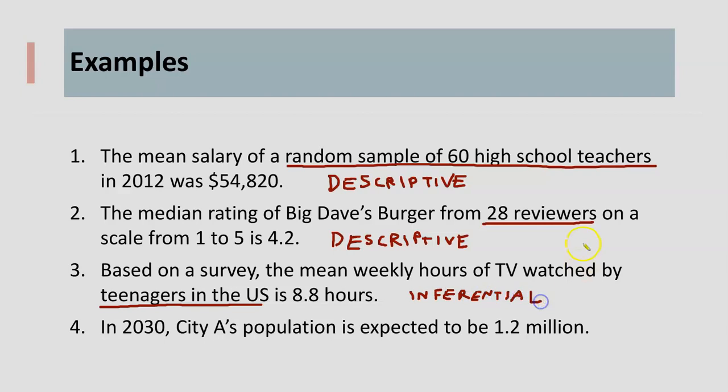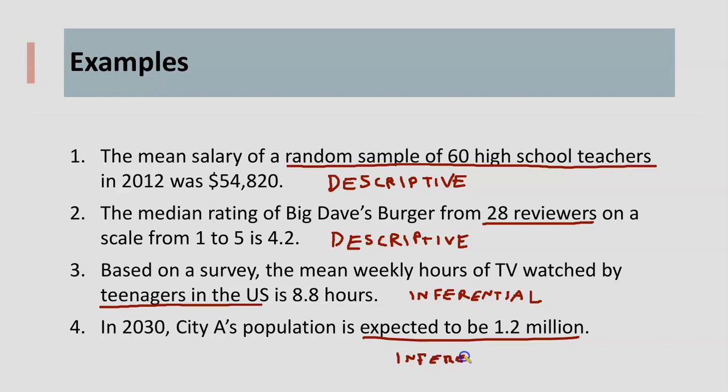And our last example. In 2030, City A's population is expected to be 1.2 million. I think this one's a little bit easier. The information may have come from a sample that led to this, but you can clearly tell because it's saying in 2030, the population is expected to be this number, that it's more clear that this is an estimate or a prediction about what's going to happen, and therefore it is inferential statistics.